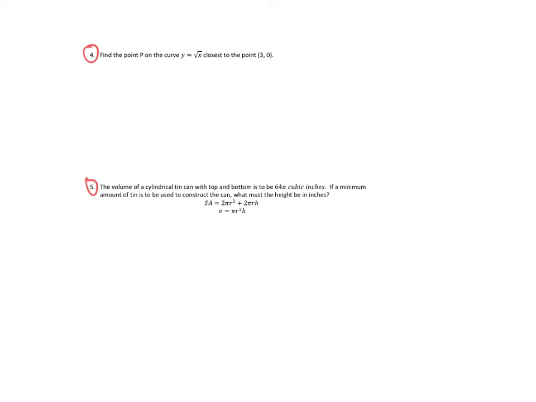So number 4 is really common, and it doesn't even necessarily appear as an optimization because it's not so much of a word problem, but it is optimization. We want to find the point P on the curve y equals root x that is closest to the point 3, 0. So first thing, I'm going to sketch the graph of square root of x, which appears like this.